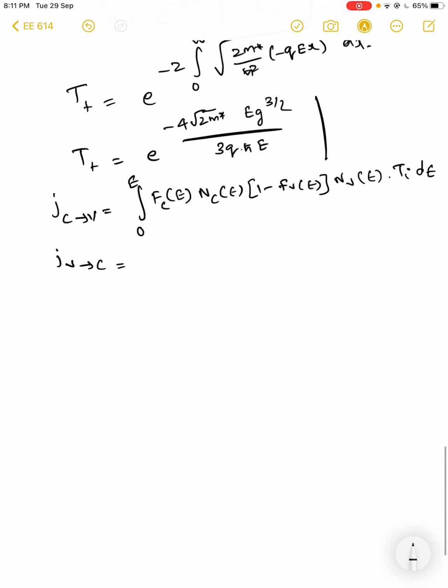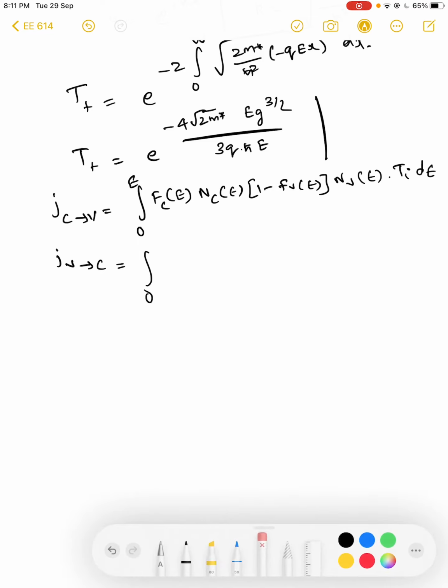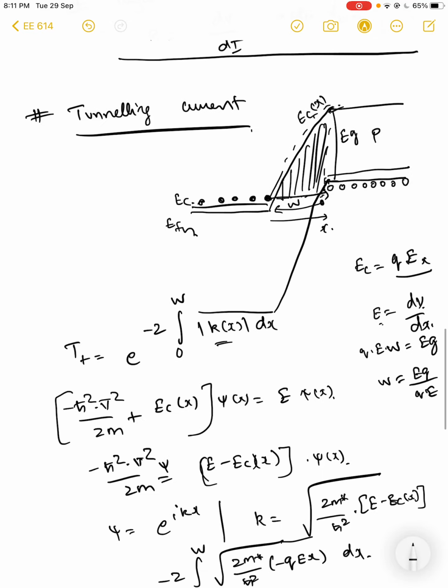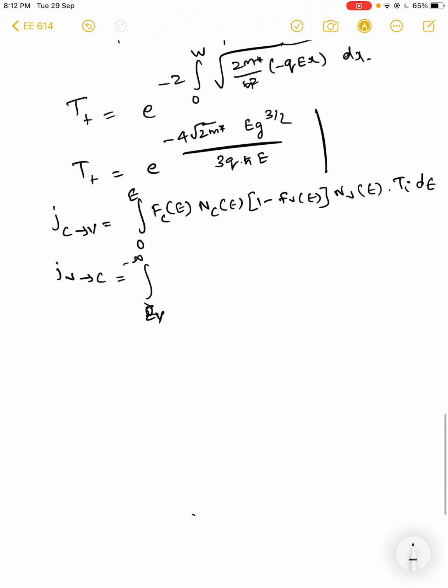Electron from the valence to the conduction band, similarly, so basically this is EV to minus infinity, right? So basically it is not EC, sorry, this is EV, top of the valence band, to minus infinity. It is basically all electrons here, right? So this will give us, you should have probability of filling an electron in the valence band, number of electrons in the valence band, and you should have a probability of vacancy in the conduction band, number of states in the conduction band into Ti.